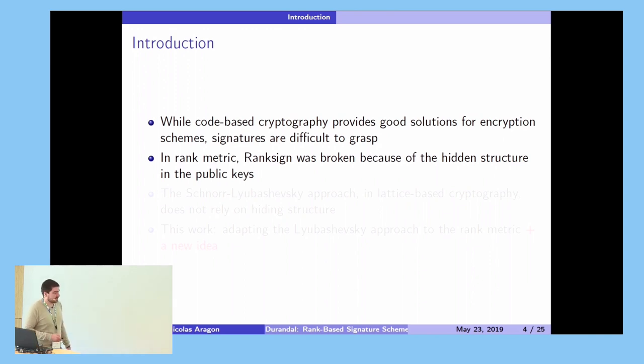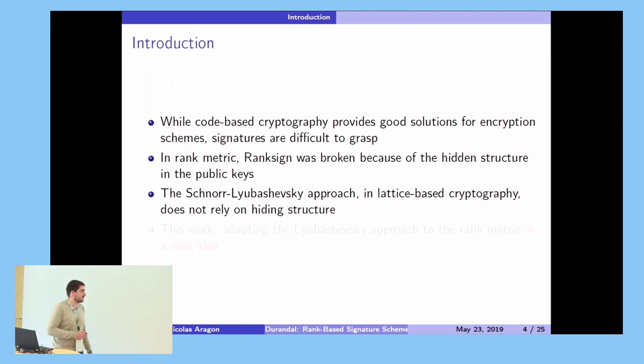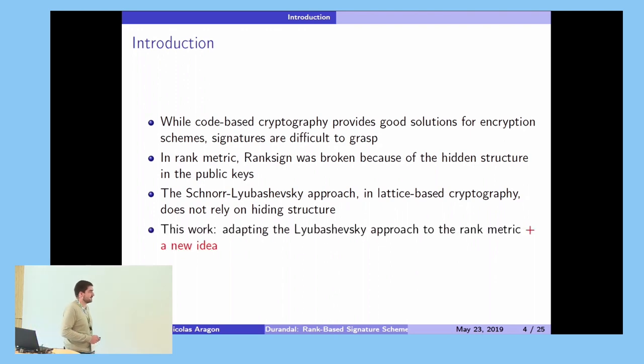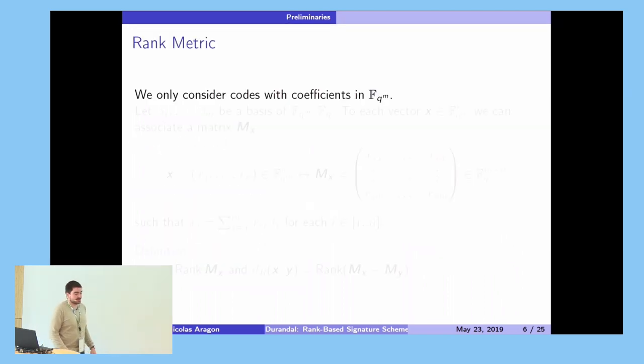so the scheme ended up broken. And meanwhile, in lattice-based cryptography, you have this Schnorr-Lyubashevsky framework kind of approach that has a really nice property: it does not rely on this kind of hidden structure. So this work is about adapting this framework to the rank metric, plus adding a new idea, because as I will show, if you do a straightforward adaptation of this approach, it turns out that the scheme is broken in the rank metric. So what is the rank metric?